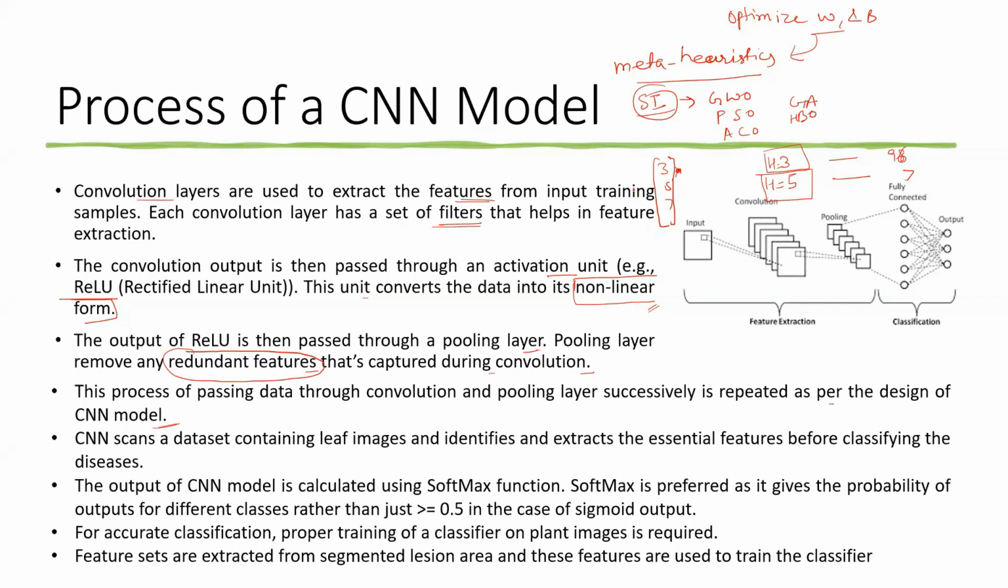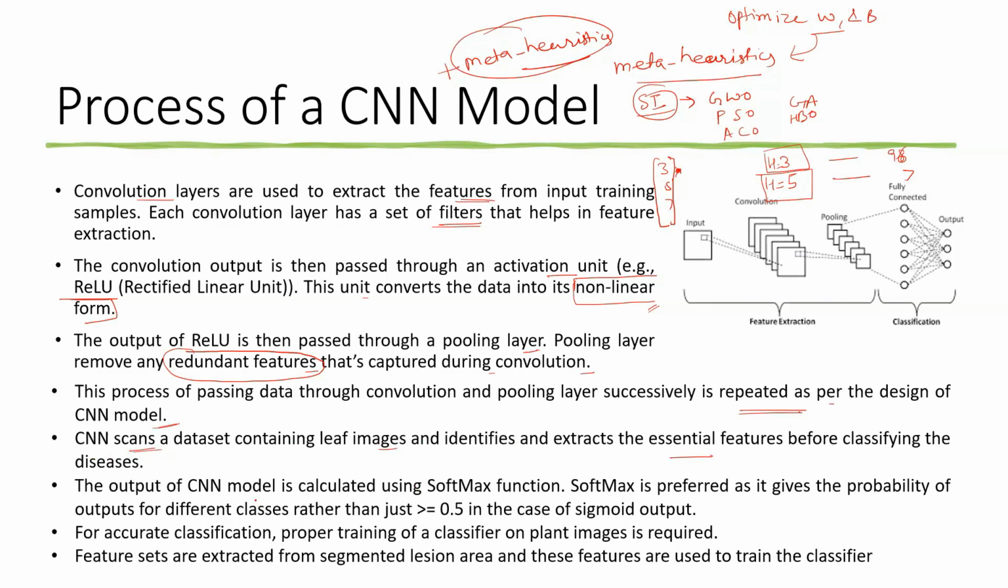And I also read some papers that worked on a collaborative, or we can say hybrid model, CNN plus metaheuristics. Definitely the results will be encouraging to you. So you can repeat layers as well as apply metaheuristics to your work. And basically, whenever we are scanning a data set of leaf images, you extract the essential features before classifying.